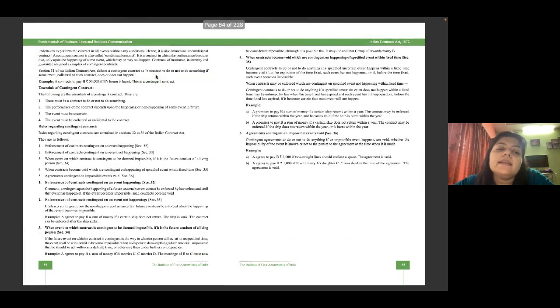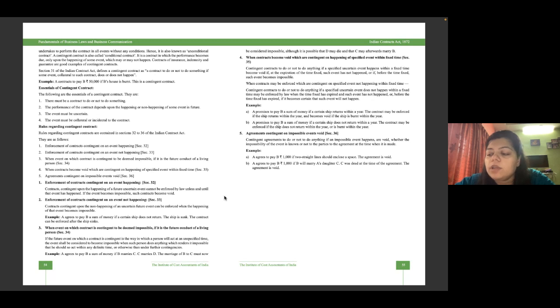Similarly, if I say in an insurance contract that I will pay you 500 rupees provided your house burns down. In such cases, it would mean that the contingent event of your house burning down may not happen. But if it does, I'm going to pay you. So that's a contingent contract.